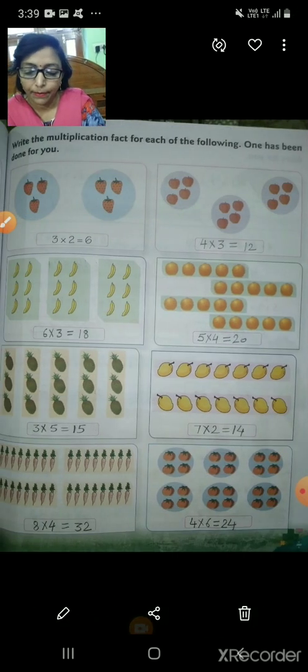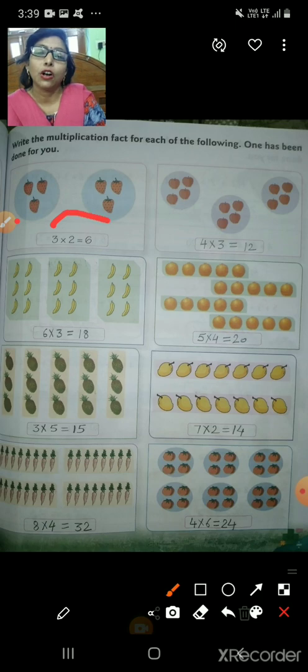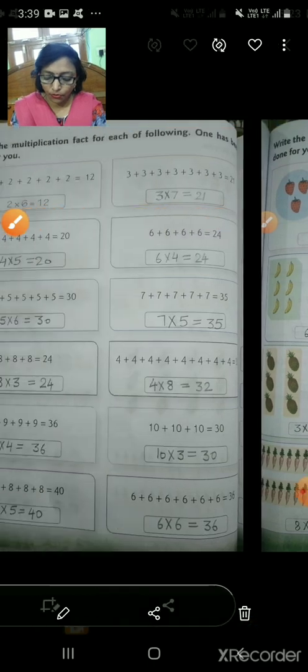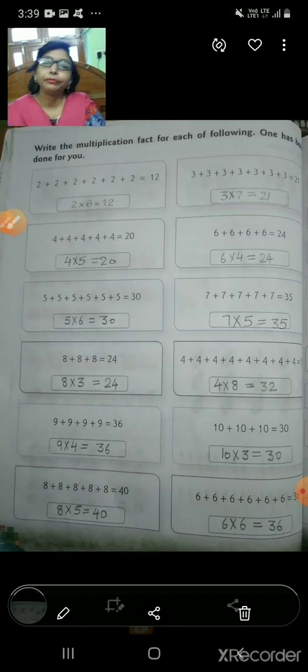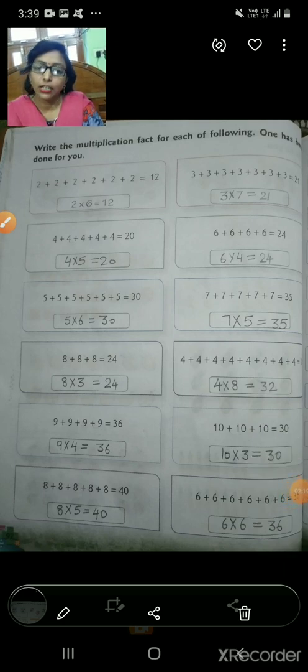On page number 91 also you will solve like this. You will see the pictures of different fruits. You will count and solve in multiplication form. It's very easy, not too difficult. You will see and solve. Now come to page number 92.